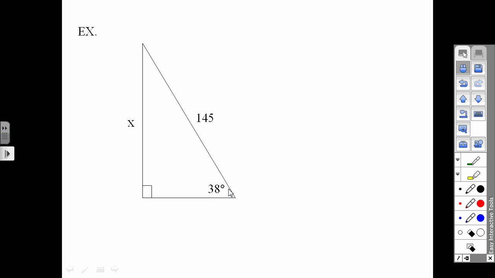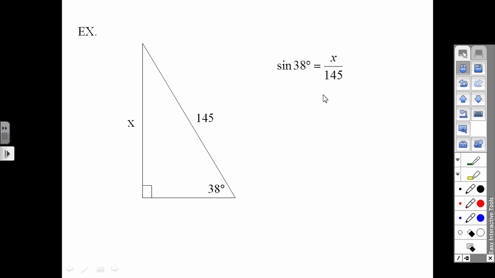So we're going to use this angle. We're looking for the opposite side, right? It's just opposite the angle. And we have the hypotenuse. So you have to ask yourself, which trig function deals with opposite and hypotenuse? And hopefully you guys are thinking sine. So what that means is that we're going to write this equation that the sine of 38 degrees, this angle right here, is equal to x over 145.